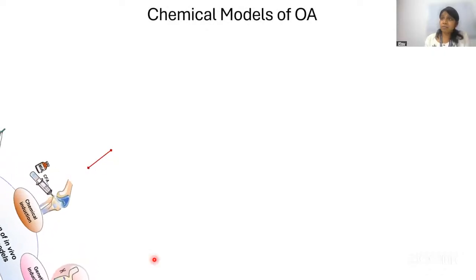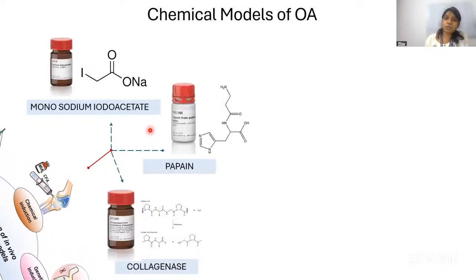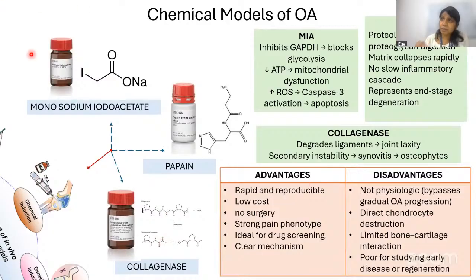Moving on to chemical induction models, this is something that we hear also in CMC use. The most commonly used chemicals are monosodium iodoacetate, papain, and collagenase. MIA inhibits glycolysis, causes chondrocyte death, and eventually, therefore, osteoarthritis develops. Papain is an enzyme, so it will digest the proteoglycans. The matrix will collapse. It will slowly cause an inflammatory cascade picture. Collagenase is a more aggravated form of creating a chemical model of OA, where it not just degrades the ligaments, but all the stability also gets affected.